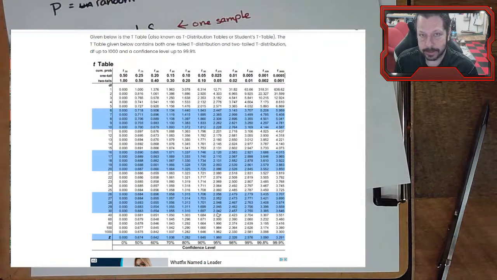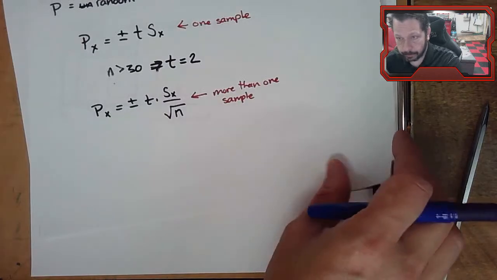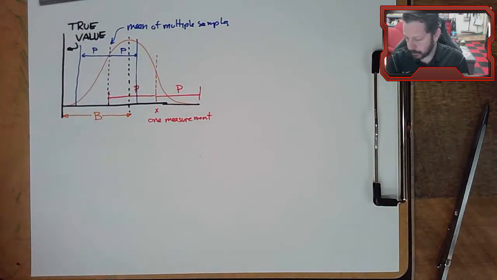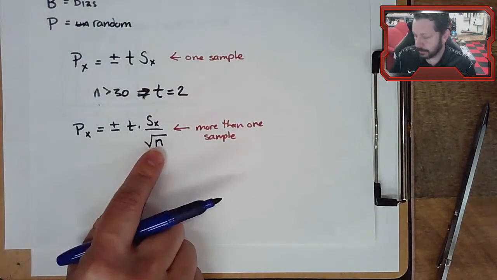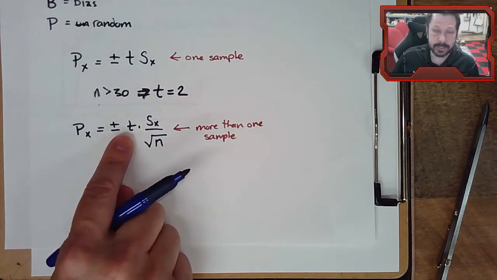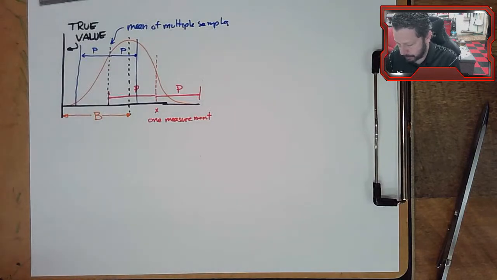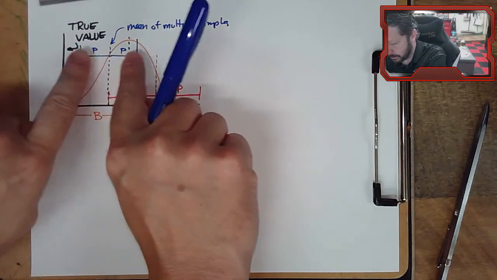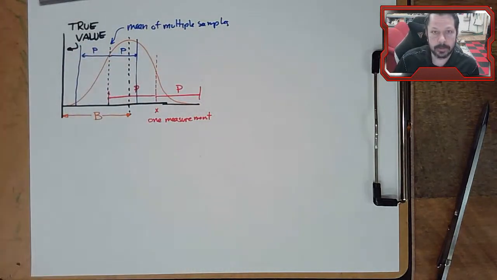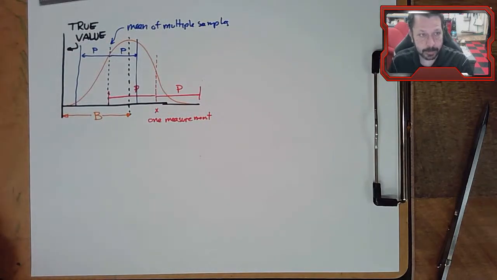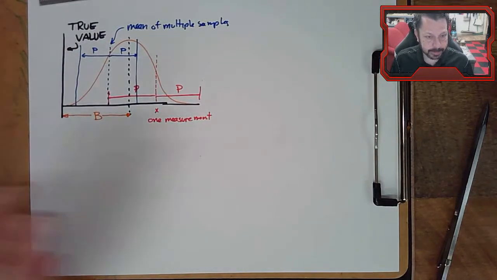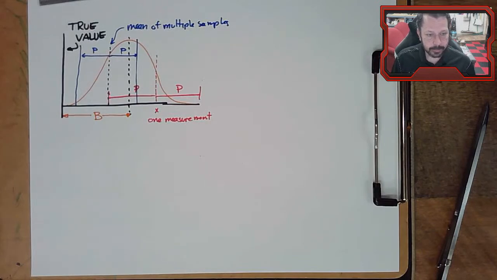As you have more and more samples, not only are you increasing this denominator, but you're decreasing this value for t. So the effect of more and more samples is that you reduce the uncertainty around the measurement that you're making. All right, let's get back to this thing. There's a write-up on Moodle that you can read for more details about this.